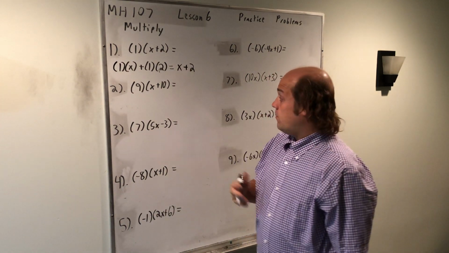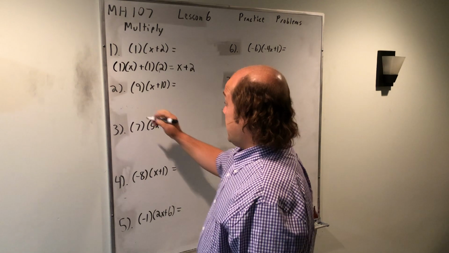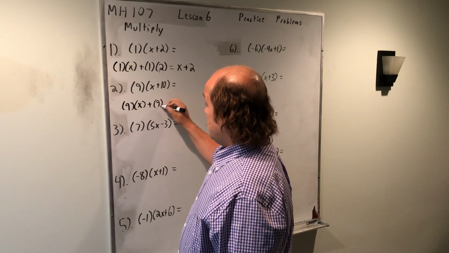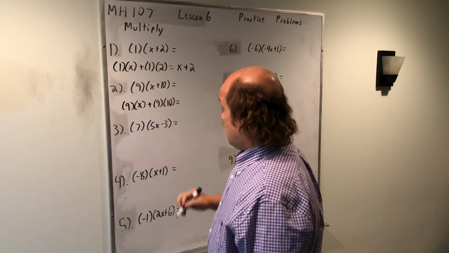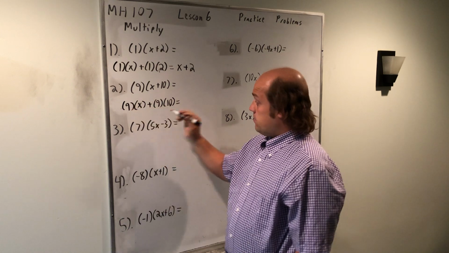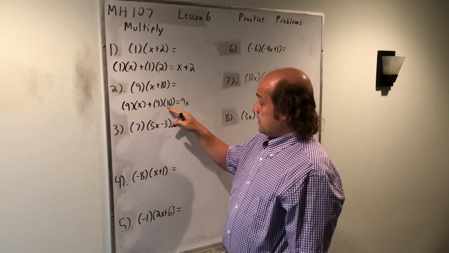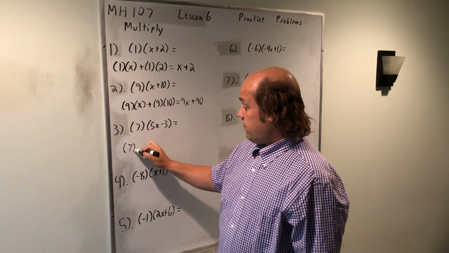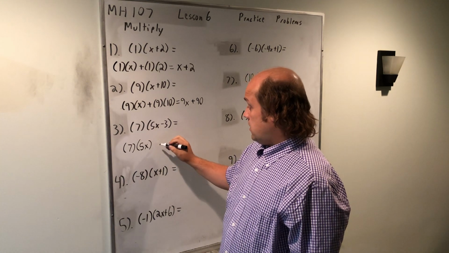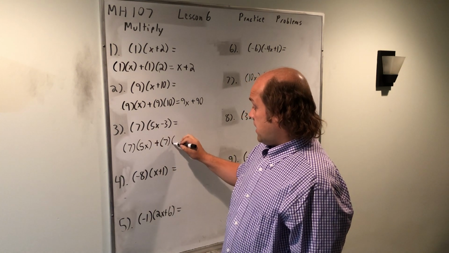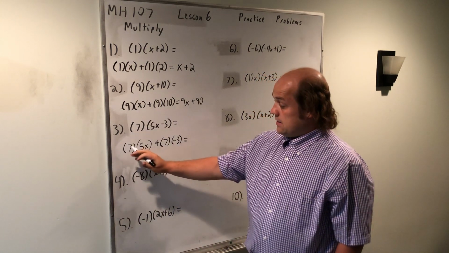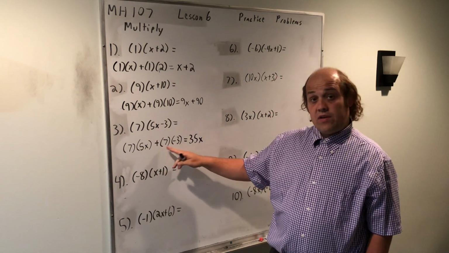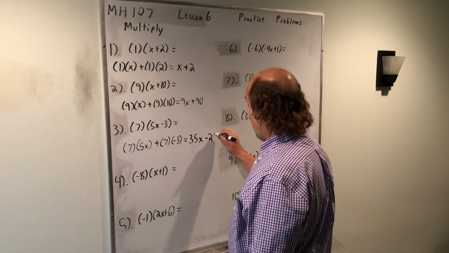For the second problem, I'm doing 9 times x plus 10, so that's really 9 times the first term, x, plus 9 times the second term, 10. When I do this multiplication out, 9 times x gives me 9x, 9 times 10 gives me 90. For the third problem, I'm taking 7 from the outside, multiplying it by 5x. Then I'm adding to that 7 from the outside being multiplied by negative 3. 7 times 5 gives me 35x, and then 7 times negative 3 gives me negative 21.